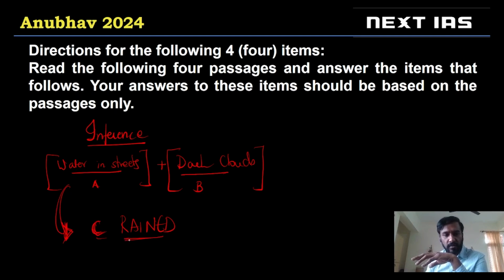If you notice, this conclusion of it raining could not have been achieved just using one of these facts. We needed both put together to say it has rained. Suppose we didn't know it has rained, you saw water in the streets and dark clouds. Then step three, you would infer that it has rained. So you're putting two facts together and you're concluding a new fact. That is an inference. All right.